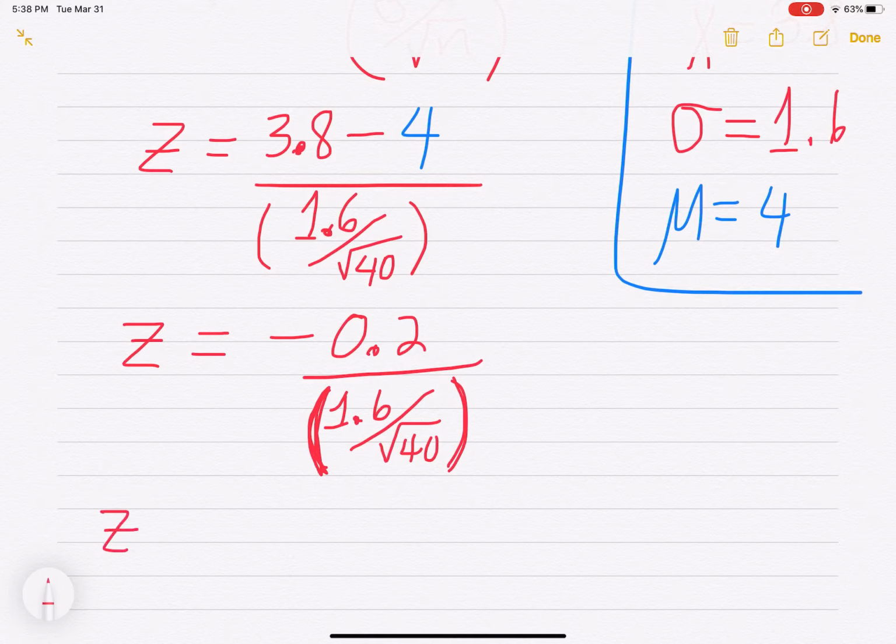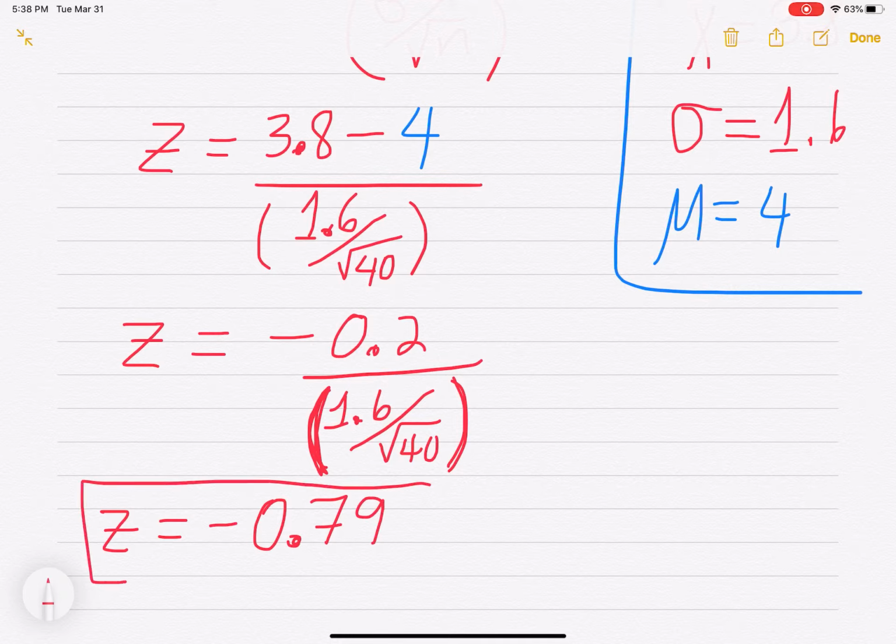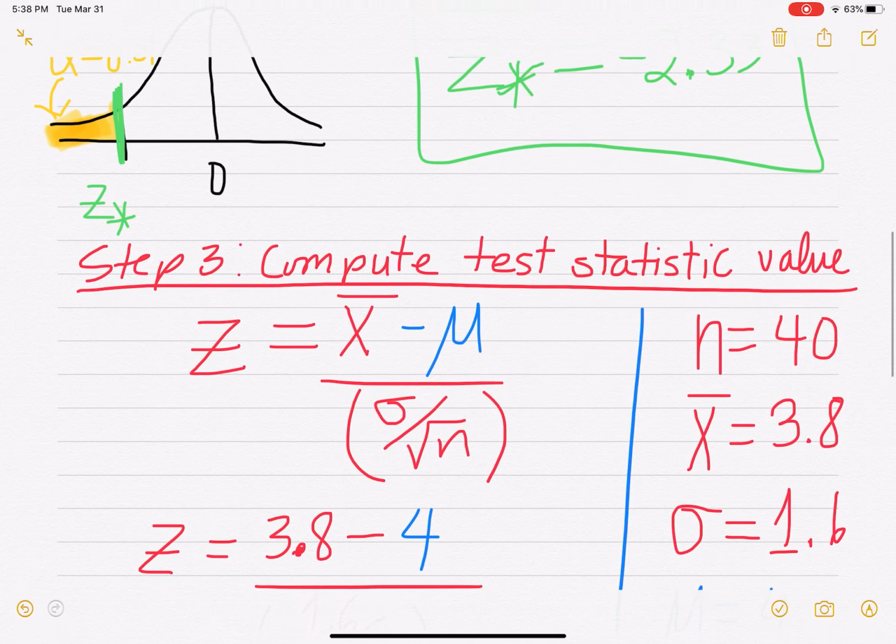So we get a z-score of, let's see, I've done this in a calculator. It looks like we get negative 0.79. Remember, z-scores you round to 2 decimal places. T-scores you take to 3, z-scores you take to 2. 2 decimal places for a z-score. All right, so that is step 3, computing the test statistic value.